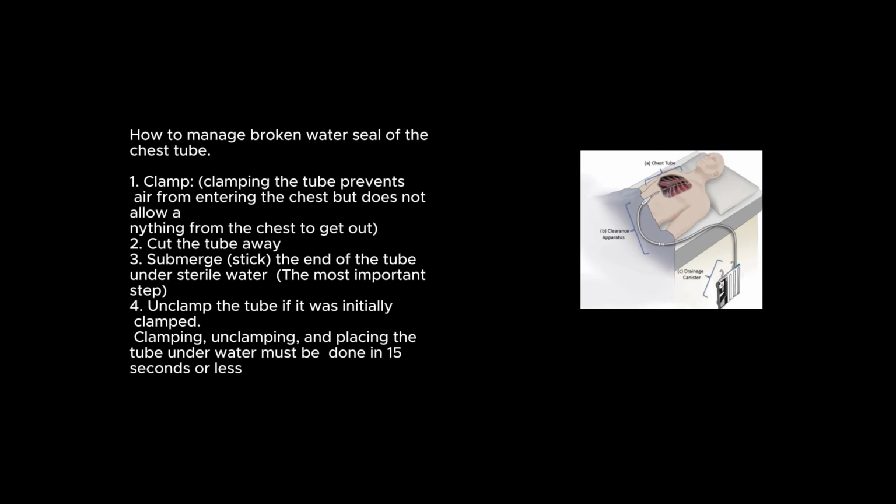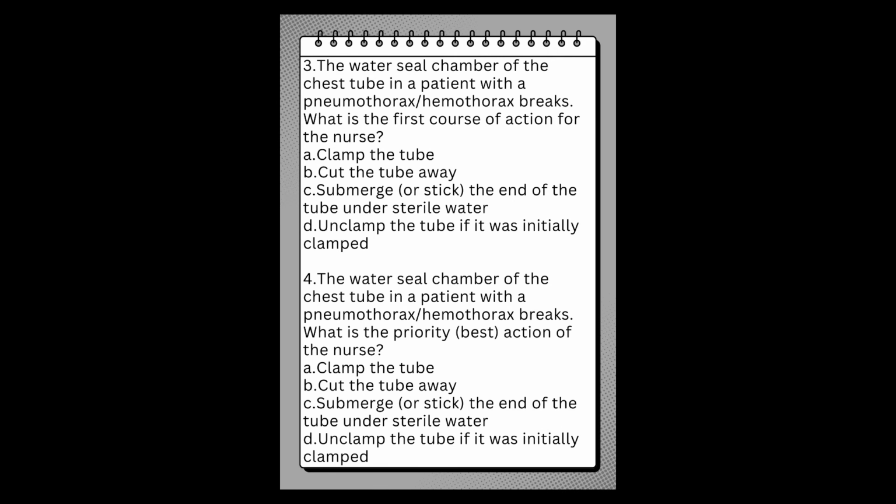Submerging the tube under sterile water is the most important step. You're going to see questions that say which of them is the most important, or which of them is the first step. The first step is clamp. Second step, cut. Third step, submerge, which is the most important. And fourthly, unclamp. However, clamping, cutting, and unclamping must all take place within 15 seconds. The reason for doing all of that is to prevent complications. What are the steps again? Clamp, cut, submerge, unclamp.